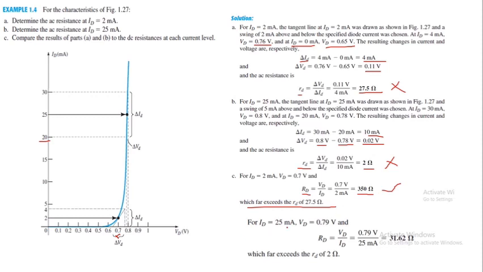And for ID equal to 25 milliampere, we have DC resistance equal to 31.62 ohm, which far exceeds the value of 2 ohm AC resistance. That is, for the AC signal we will have low resistance values as compared to the application of DC voltage or DC signal.